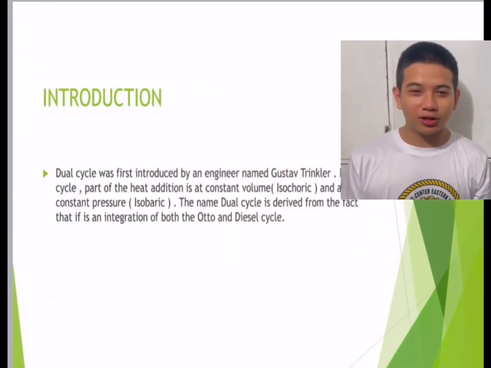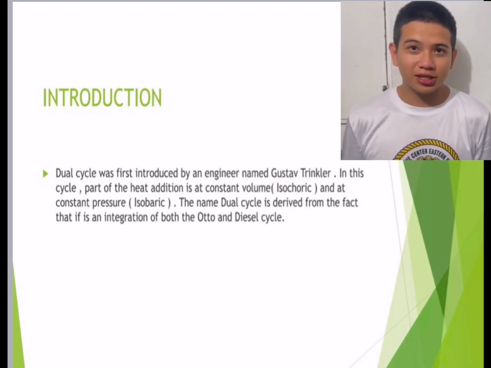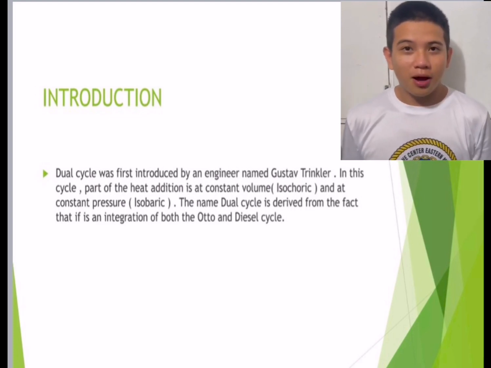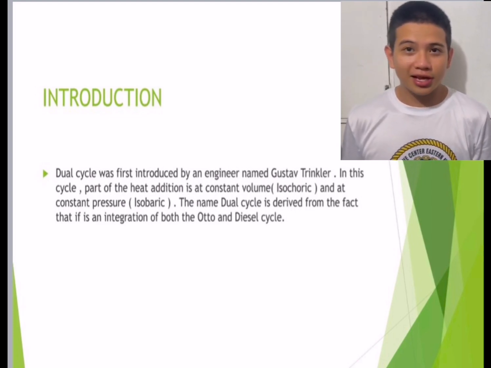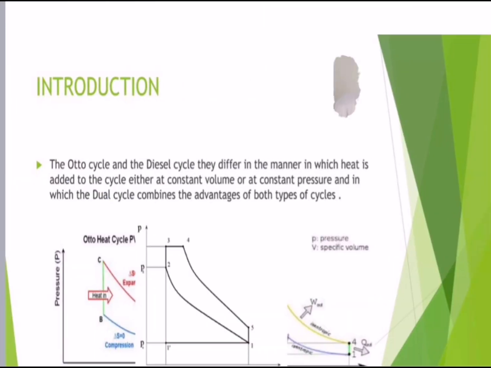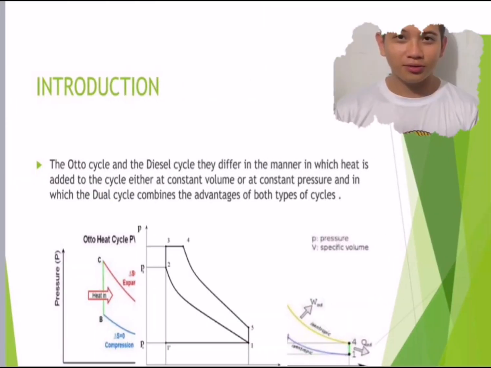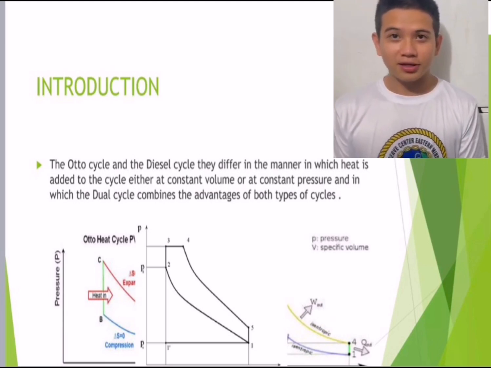So let's talk about the dual cycle, also known as the mixed cycle, Trinkler cycle, or Sabathe cycle. It's a thermodynamic model that provides a more realistic representation of the combustion process in internal combustion engines, particularly modern diesel and some spark ignition engines. It bridges the gap between the ideal Otto cycle and the ideal diesel cycle by combining aspects of both. So let's talk about the Otto cycle, diesel cycle, and dual cycles.